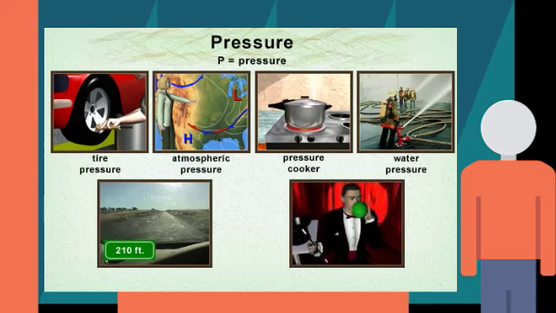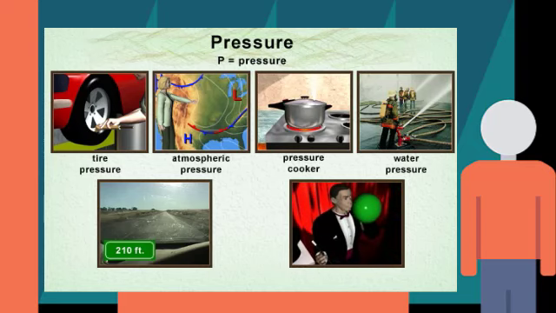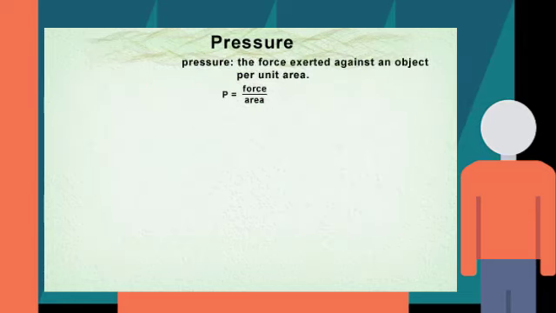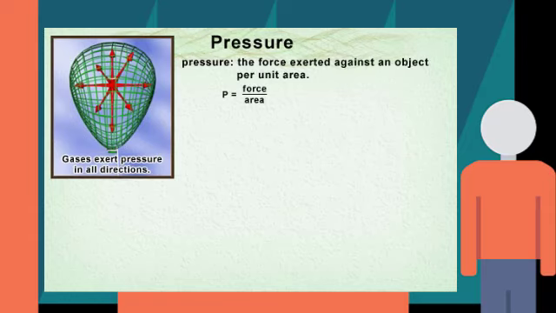If so, then you have had experience with air pressure. Air pressure is what gives a balloon its shape. But what exactly is pressure? Pressure is defined as force exerted on an object per unit area. The pressure inside a balloon is due to the force of the gas particles striking the inside of the balloon.